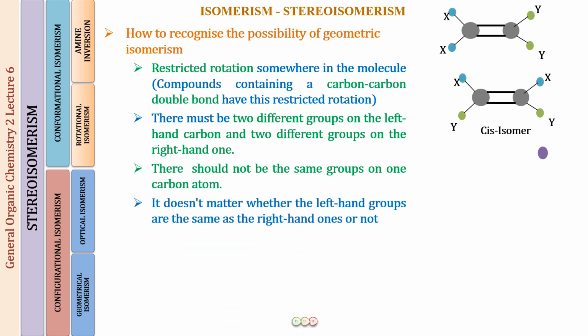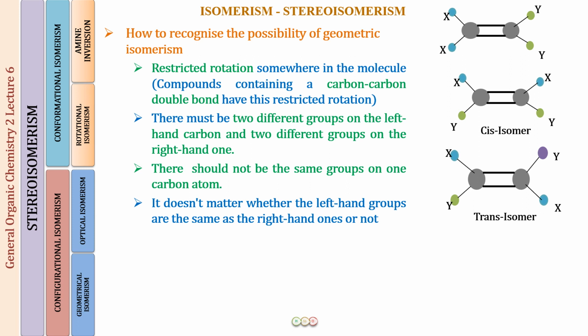Another thing is that it is not essential that the left hand groups have to be the same as the right hand ones. So for example, if you look over here, we have on this carbon an X and a Y, and on this carbon a Z and an X. So the X's you can see that both carbons have, but the carbons now are differing in these two groups. There is Y on one side and a Z on the other side. So this structure is also going to show geometrical isomerism, and as the two X's you can see over here are diagonally opposite to each other, this is going to be a trans isomer. Had it been on the same side, we would have called it a cis isomer.